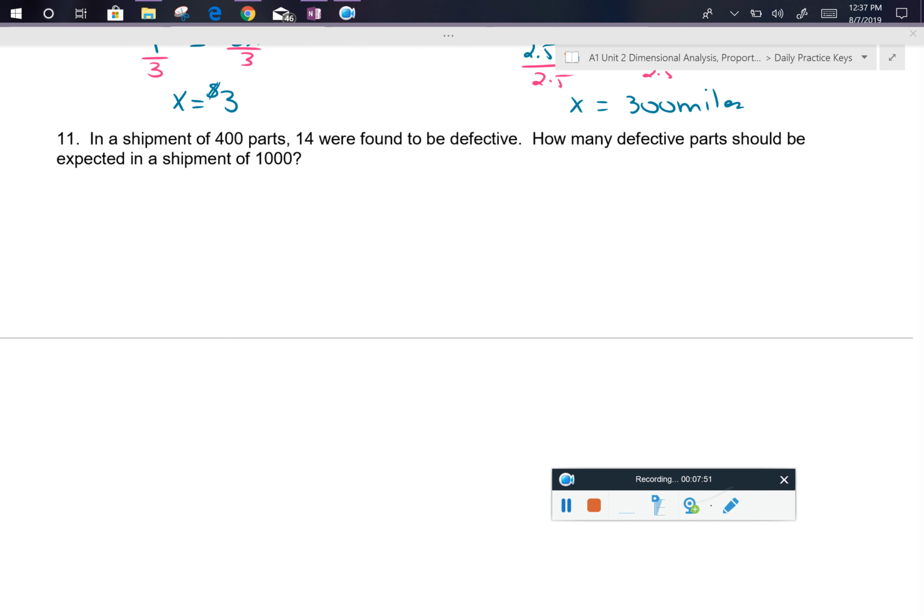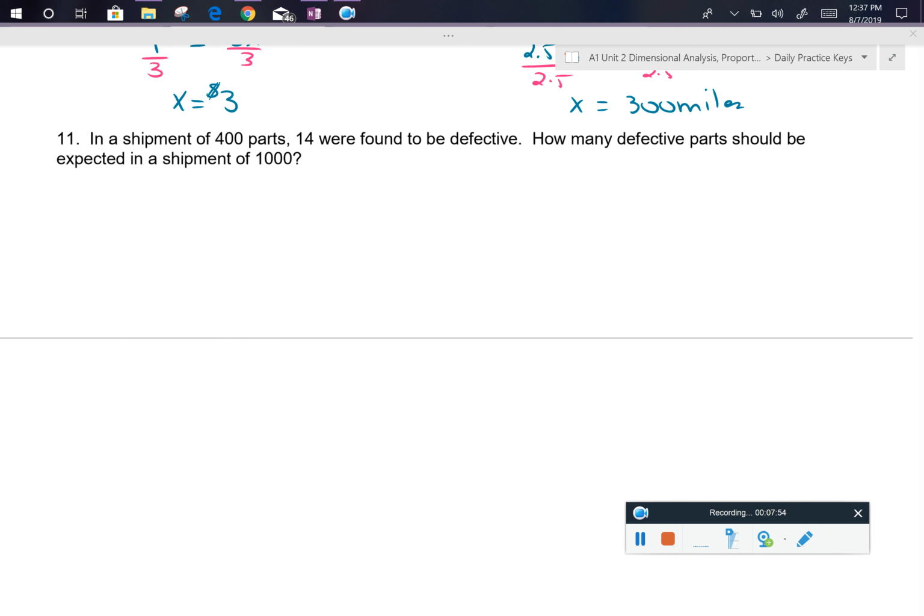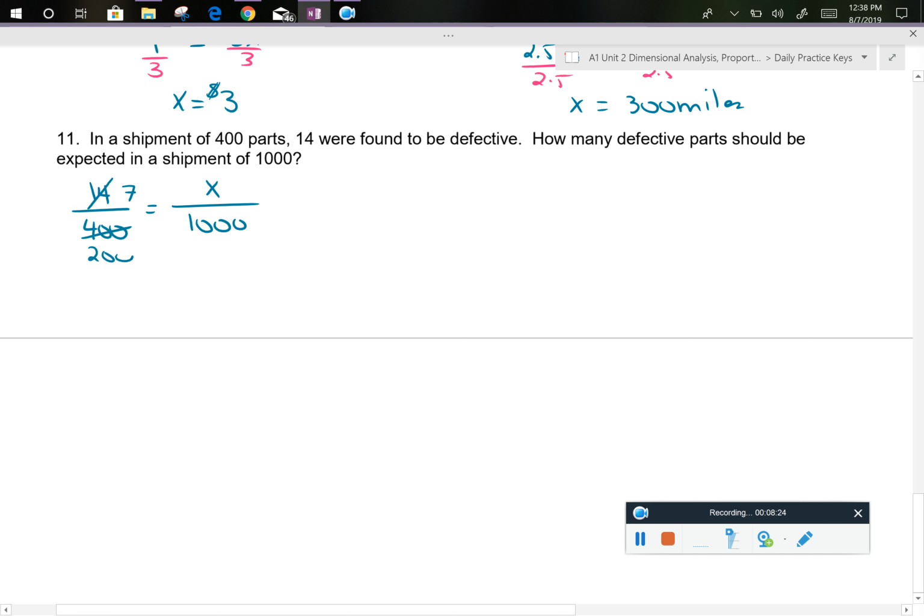In a shipment of 400 parts, 14 were found to be defective. How many defective parts should be expected in a shipment of 1,000? So if we have 14 defective parts out of 400 parts, we don't know how many defective parts we have out of 1,000 parts. You can choose to reduce the fraction on the left to make your math a little simpler, or you can multiply straight on. I'm noticing that they're both even, so personally I would reduce that to a 7, and that to a 200 before I cross multiplied.